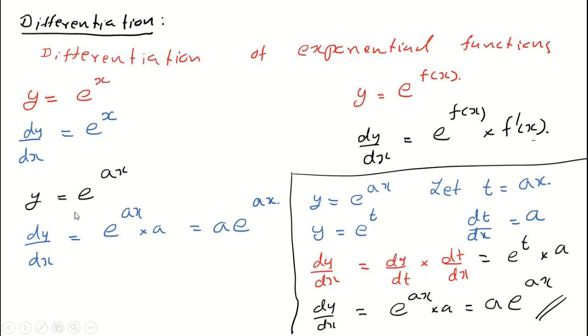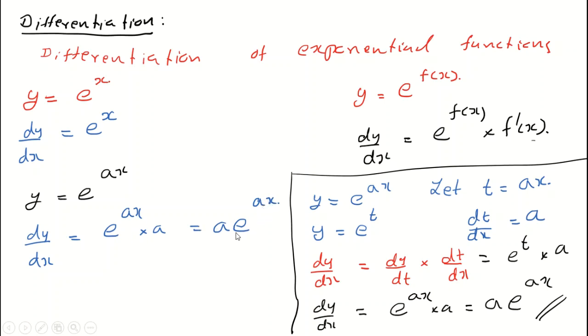If y is equal to e to the power ax, then we can say dy over dx is equal to e to the power ax itself into the coefficient of x, that is simply a. So this is written as a e to the power ax.